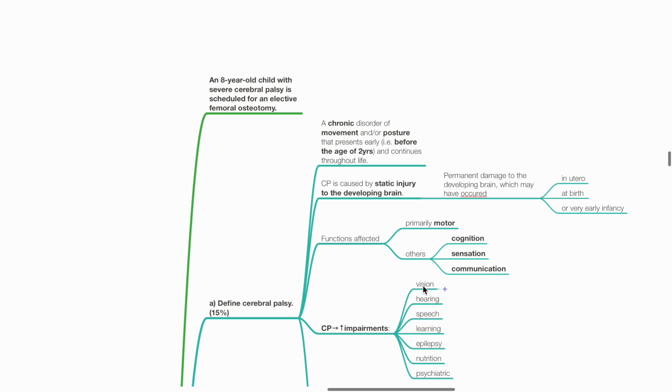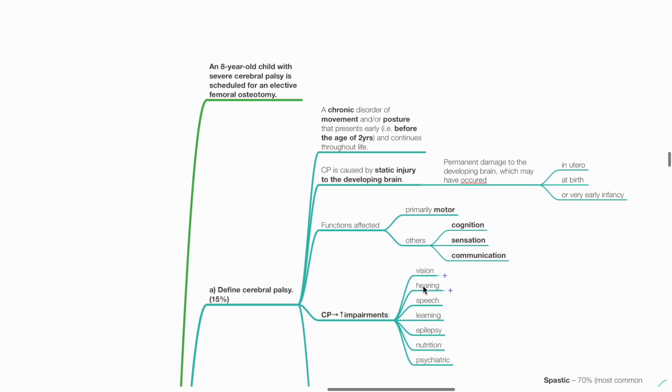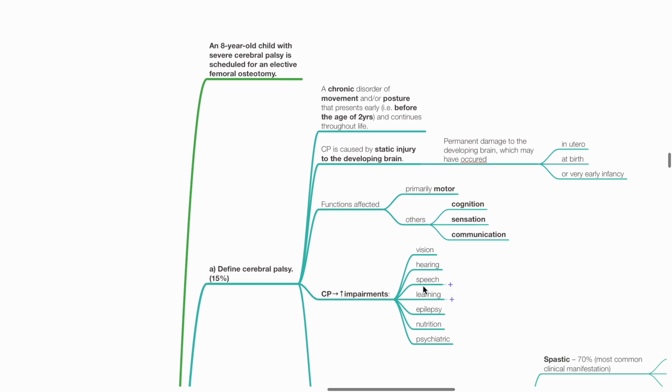A. Define cerebral palsy. This is a chronic disorder of movement and/or posture that presents early, i.e. before the age of 2 years old, and continues throughout life. CP is caused by static injury to the developing brain. Permanent damage to the developing brain may occur in utero, at birth, or during very early infancy.